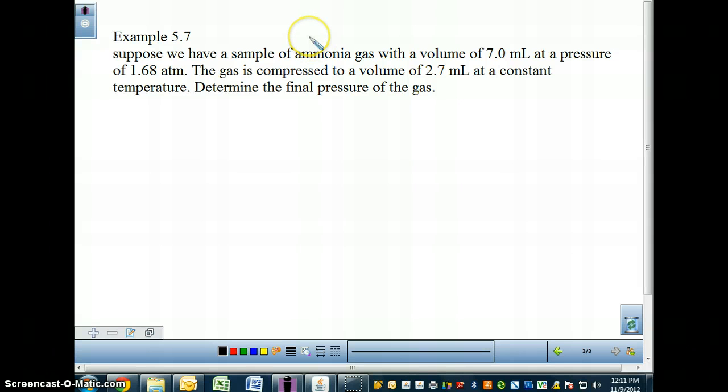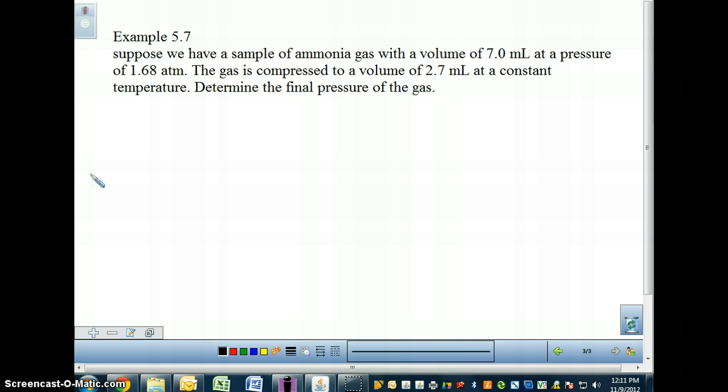The following is an explanation of example 5.7 off of page 199. We're given a sample of ammonia gas with a volume of 7.0 milliliters and a pressure of 1.68 atmospheres. This gas is then compressed to a new volume that is much smaller than the original at a constant temperature. Determine the final pressure of the gas.